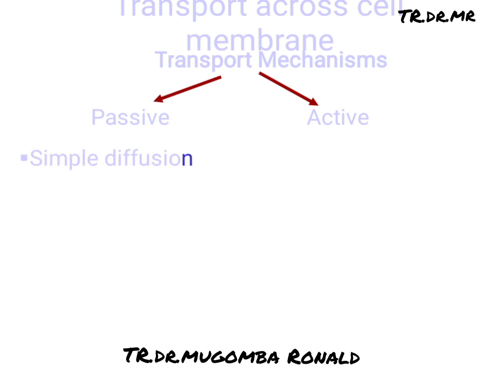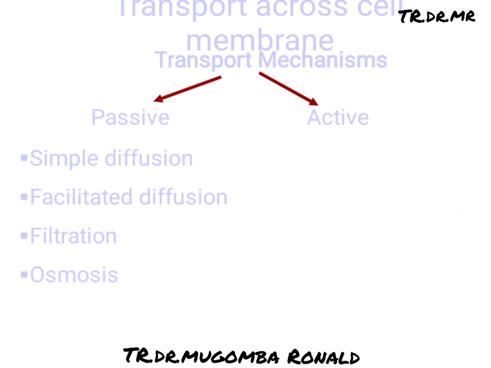When you look at transport across the cell membrane, it is broadly divided into two categories. We have what we usually call passive transport and what we usually call active transport. Passive transport is the type of transport which moves materials along their concentration gradient, like simple diffusion and facilitated diffusion, and sometimes filtration and osmosis.